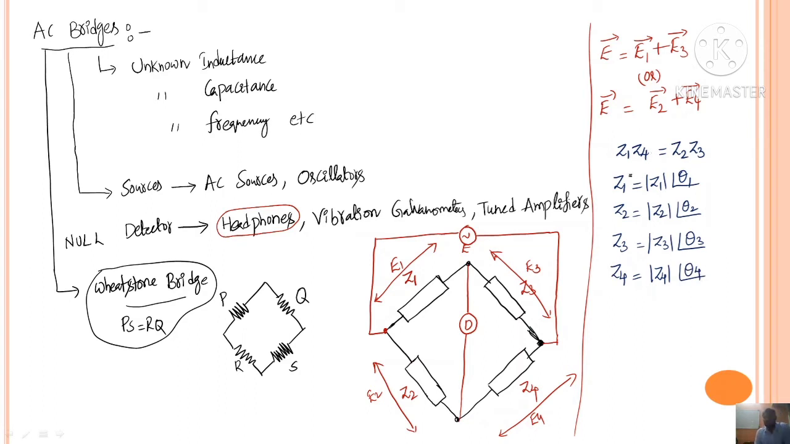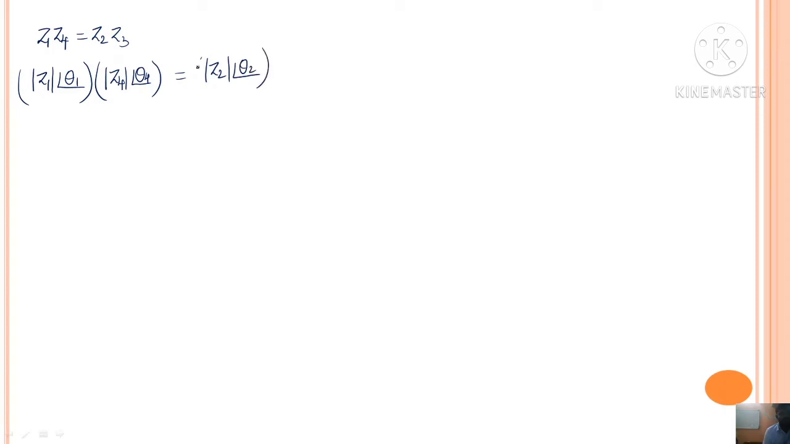Now substituting all these impedances in polar form in the balance equation. So the balance equation is Z1 into Z4 is equal to Z2 into Z3. Now in place of Z1, I can take it as magnitude of Z1 at an angle of theta 1 multiplied with magnitude of Z4 at an angle of theta 4, and it is equal to magnitude of Z2 at an angle of theta 2 multiplied with magnitude of Z3 at an angle of theta 3.